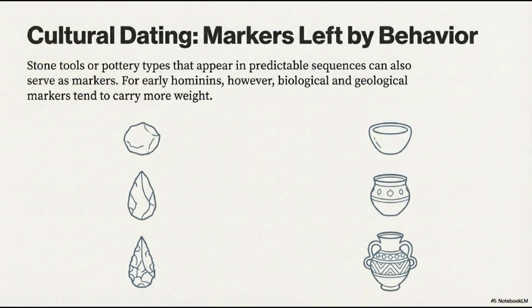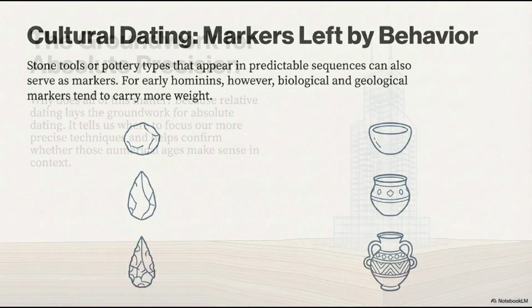Cultural dating also plays a role, especially in later archaeological contexts. When stone tools or pottery types appear in predictable sequences through time, they can serve as markers for the layers in which they're found. But in paleoanthropology, especially for early hominins, biological and geological markers tend to carry more weight.